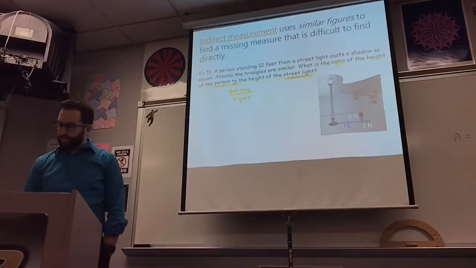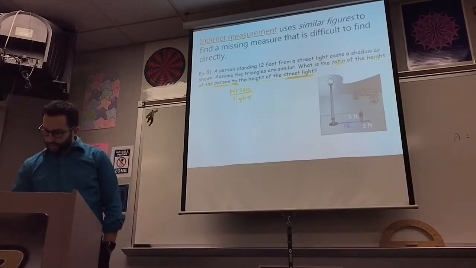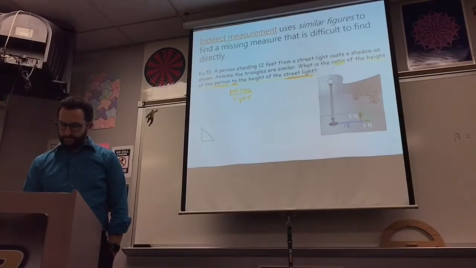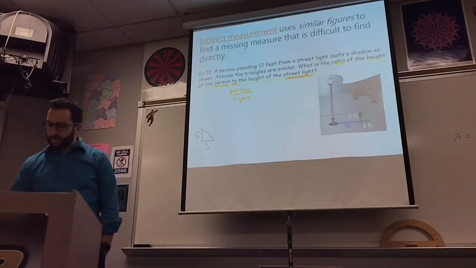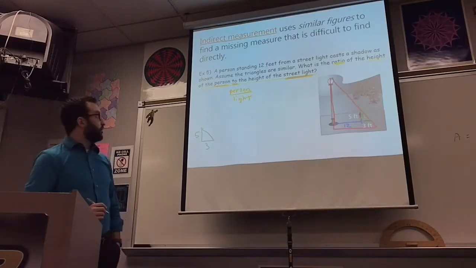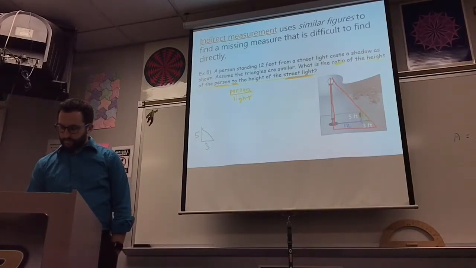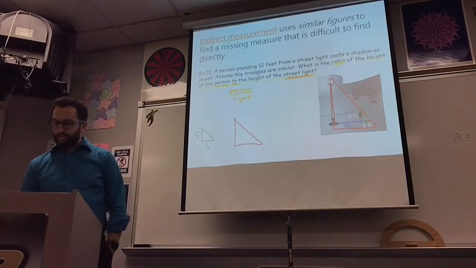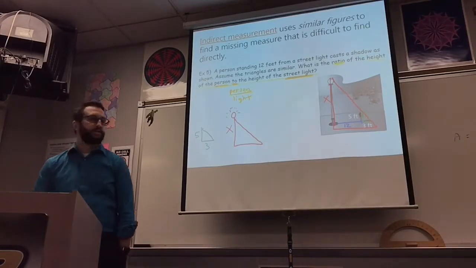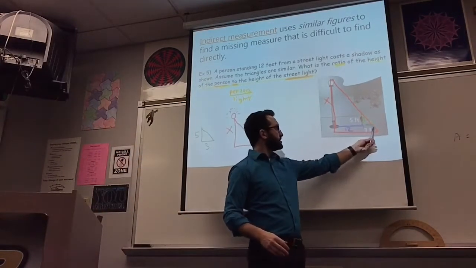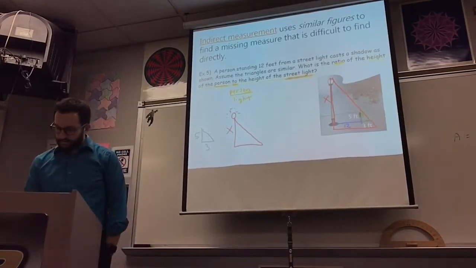Let's start off with our person, who's a little bit easier. We can trace him. I made him green. So there's my person, 5 feet by 3 feet. Now I need to get the street light. Here's my dilemma. I don't have any of these lengths. I don't know the height of the street lamp. But I do know the bottom length. That bottom length is 12 plus 3, so 15.